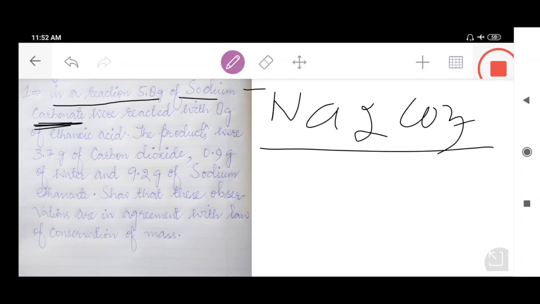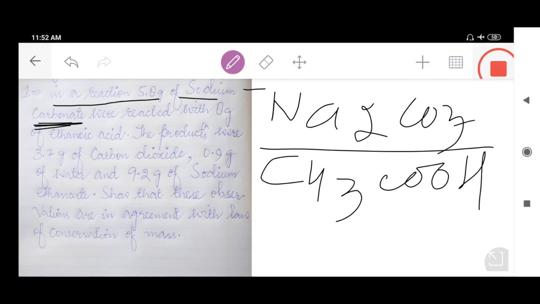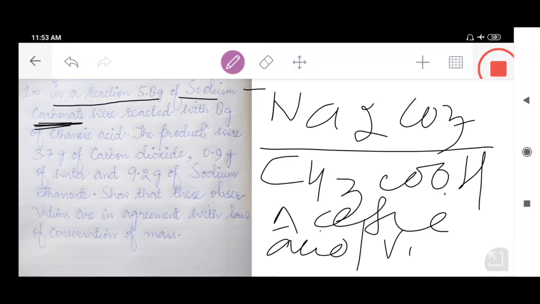Second, with 8 grams of ethanoic acid. The formula of ethanoic acid is CH3COOH. Jot it down, students. This ethanoic acid is also called acetic acid. You might have heard the name vinegar.